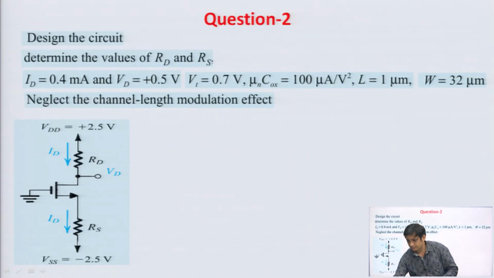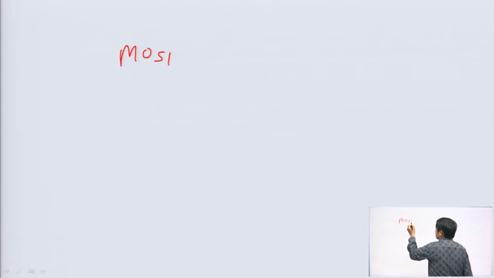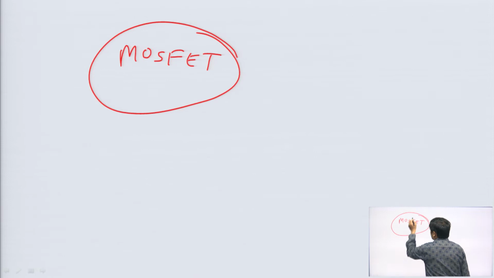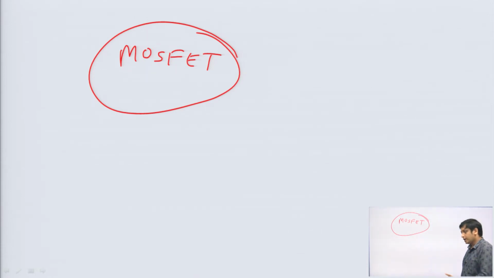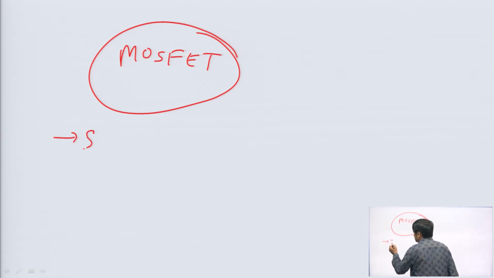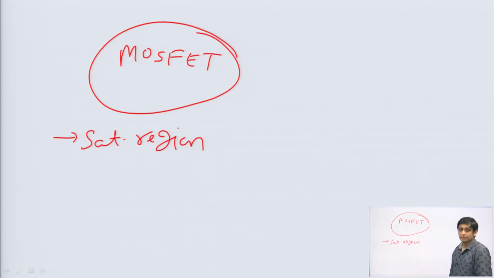Next is the problem based on MOSFET. To solve a problem based on MOSFET, what do we need to do? Again the same approach: assume that the MOSFET is in saturation region. MOSFET works as an amplifier in saturation, BJT works as an amplifier in active. Sometimes, by observing the circuit, it is very easy to find out the region of operation of the MOSFET.